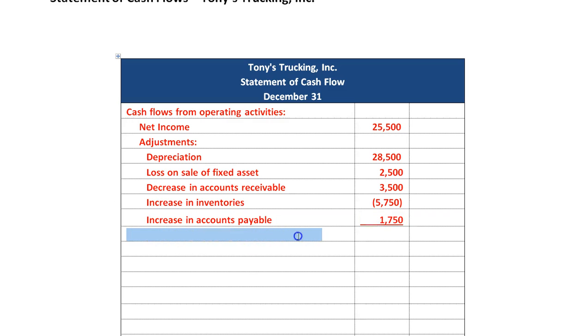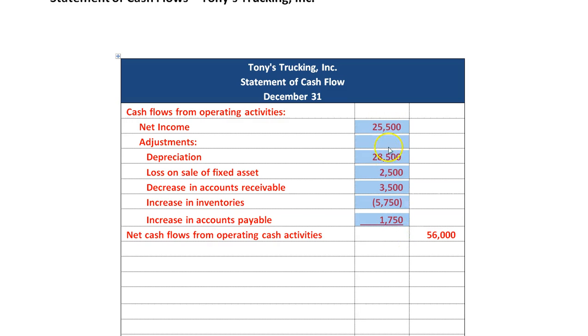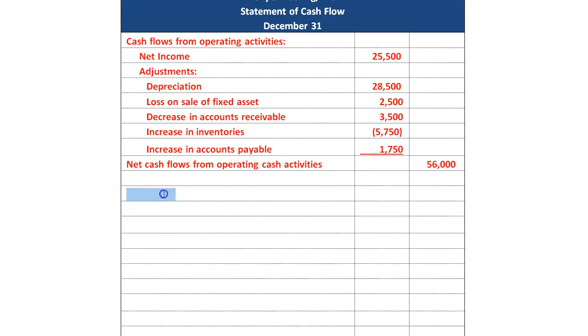Alright, we should be able to get to our first big number now, which is the cash flows from the operating section, which is just a summation of this entire row. So all these numbers added together equals the net cash flow from the operating section of the statement of cash flow. We're going to move on to the investing section.